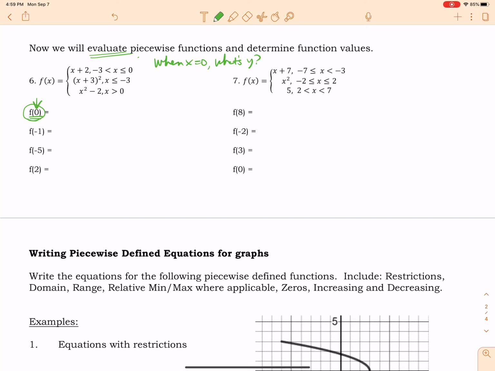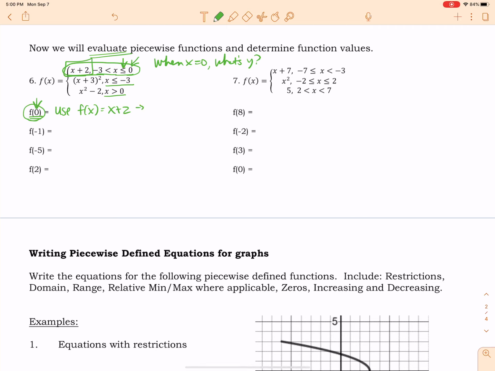All right, so notice that this restriction right here, this first one for this line, is that x is less than or equal to 0 and greater than -3. The next one says x is less than or equal to -3, and this one states that x is just greater than 0. So the one we're interested in using is going to be this line right here because the less than or equal to implies that 0 is part of this function. That means we're going to use x plus 2 to find f of 0. So we're going to use f of x equals x plus 2 to evaluate this.